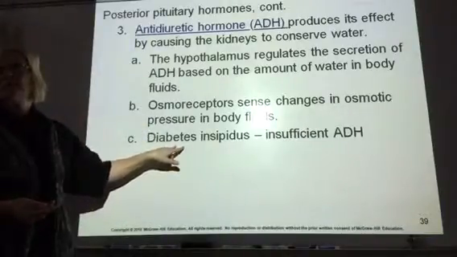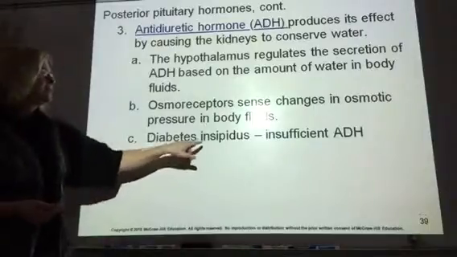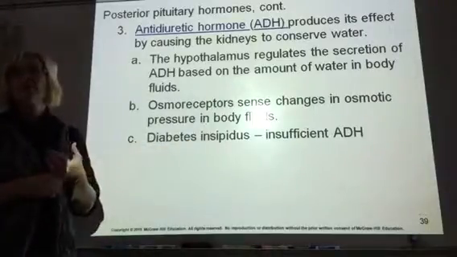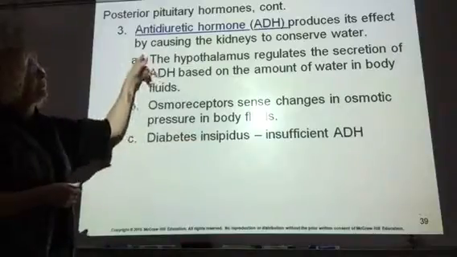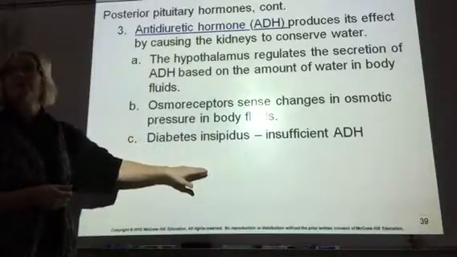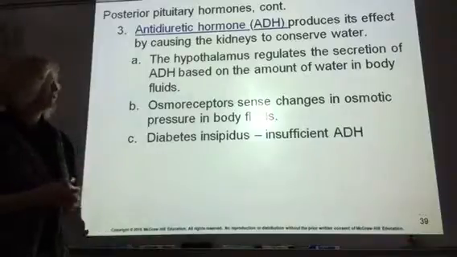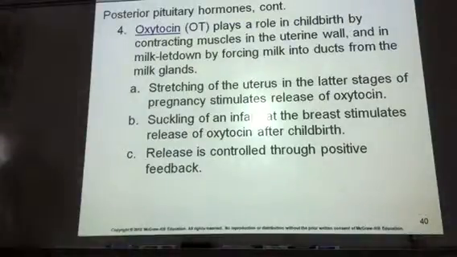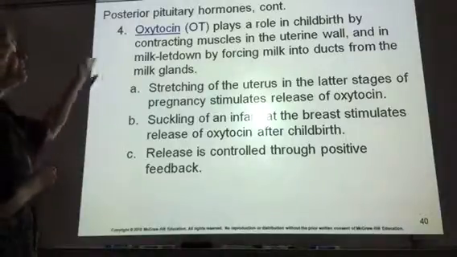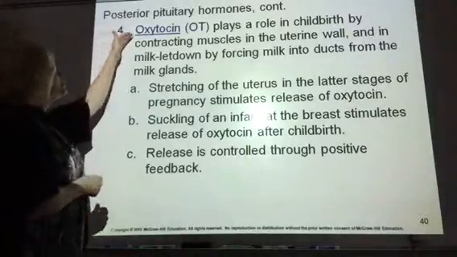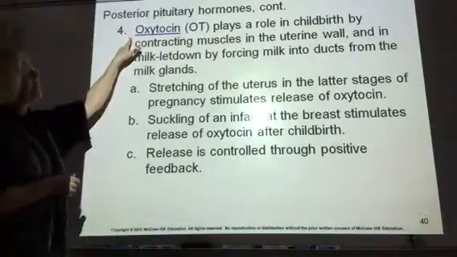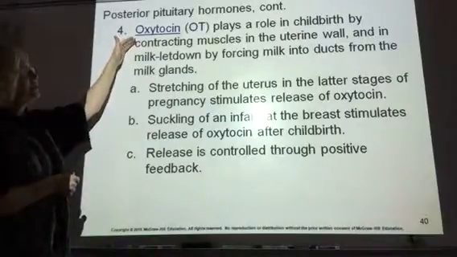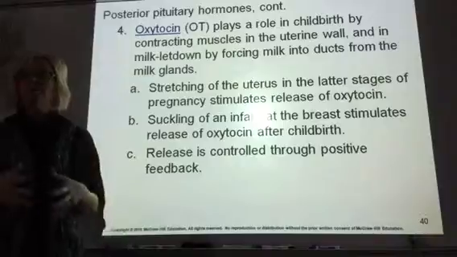This is not sugar diabetes. Diabetes insipidus is when the body does not produce enough ADH. So this would affect your water conserving levels, something completely different than your sugar levels. And oxytocin, like I said, very important in childbirth. Main function of oxytocin, should know this one. It is going to be the hormone that stimulates contractions.